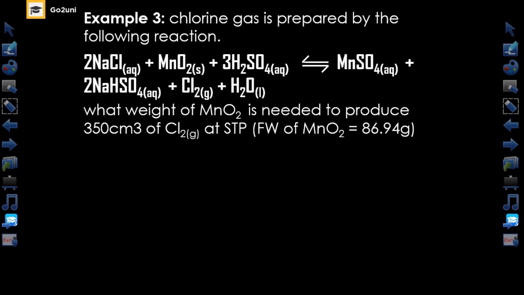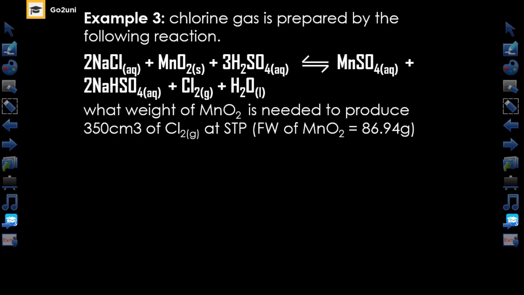So since the equation is balanced, look at what we have in the bracket. We are told FW of MnO2 is 86.94. That's the meaning of FW, formula weight of MnO2. Formula weight is the same as molar mass, that's molecular mass. The molecular mass of MnO2 is 86.94 grams. So they have done that part of the job for us, so we don't need to go ahead calculating the molar mass of MnO2 again, since we already have it as 86.94.